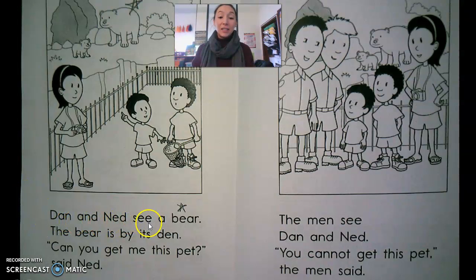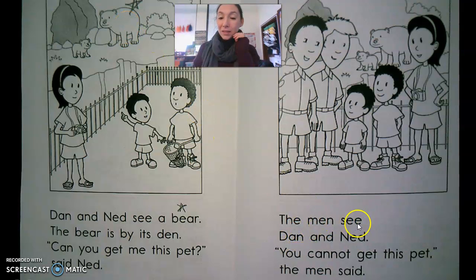Dan and Ned see a bear. Look at the bear. I put a star next to it. The bear is by its den. Can you get me this pet? Said Ned. He wants a bear as a pet.